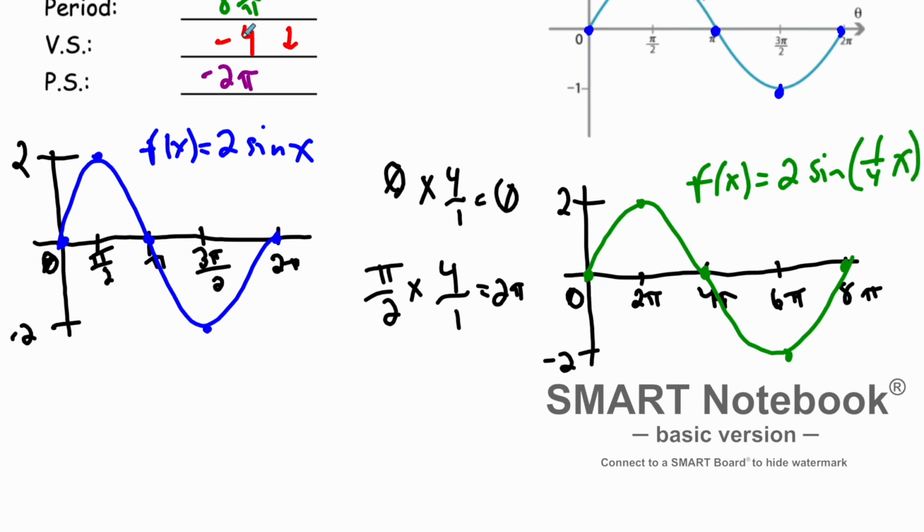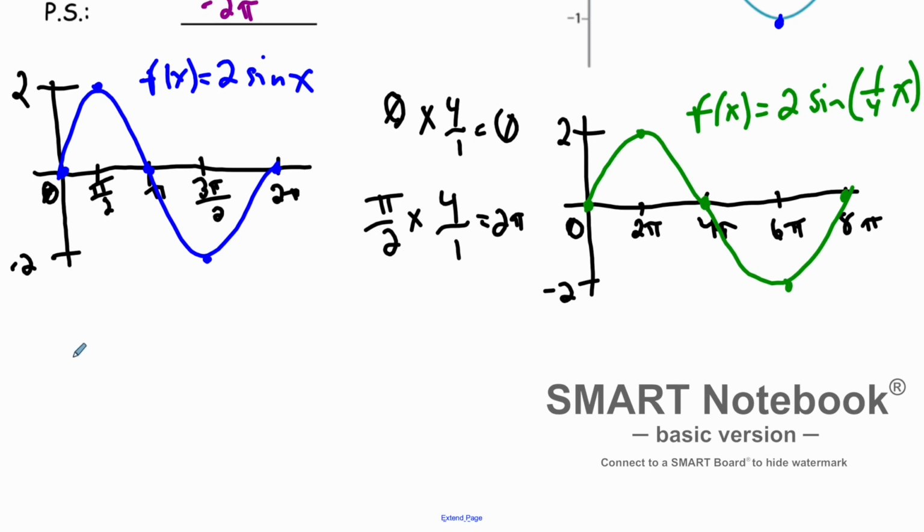Okay, up next is the vertical shift, minus 4. So what this means is I'm going to take all of my y values and subtract 4. So my top point at 2, minus 4 gets me down to negative 2. 0 minus 4 gets me down to negative 4. And then negative 2 minus 4 gets me down to negative 6.